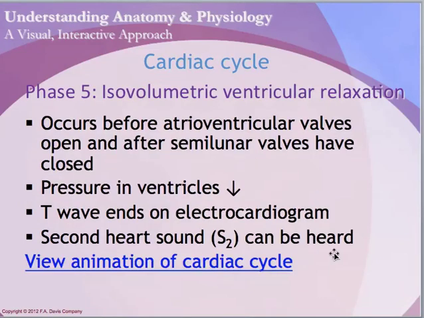Phase 5 occurs before the AV valves open and after the semilunar valves have closed. So the pressure in the ventricles has decreased. The ventricles are relaxing. The T wave ends on the electrocardiogram as repolarization finishes, and we get the second heart sound here. So S1 and S2 are the two biggest heart sounds that you may hear when you're listening to the chest. And that's, again, happening because of valves closing. Let's watch the animation on this.